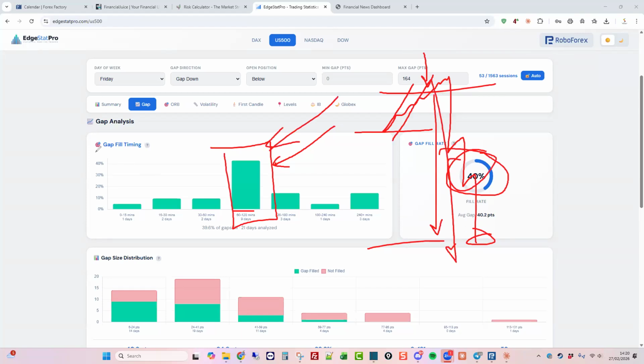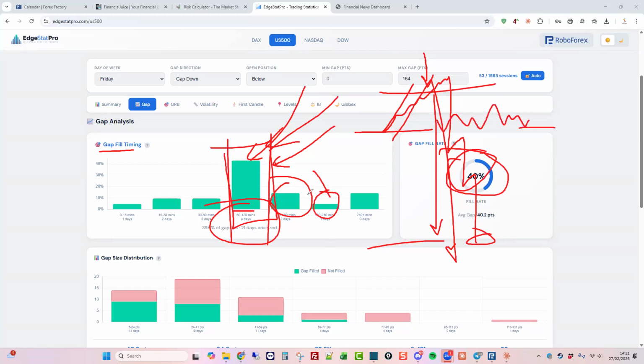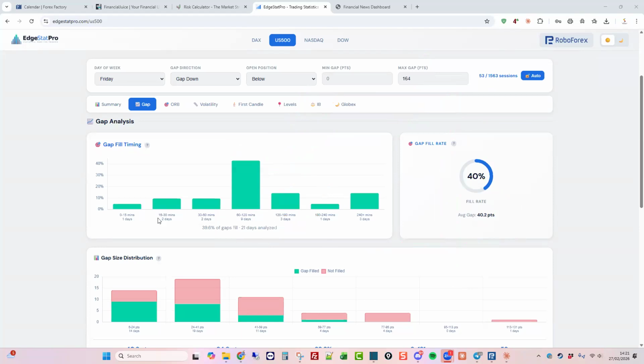Yeah. So this is an important aspect, the gap fill timing. If there is a specific period, and in this case there is, where these normally get filled on a Friday with a gap down below, yeah, that's where your target should be. If you haven't achieved that within that time, it doesn't mean it's not going to happen. It could happen a little bit later. But you know that if we get to here and we're sitting around about break even, probably shut the trade out because the probability is not there anymore. Yeah. So it's all information that is important to do with gap fills.